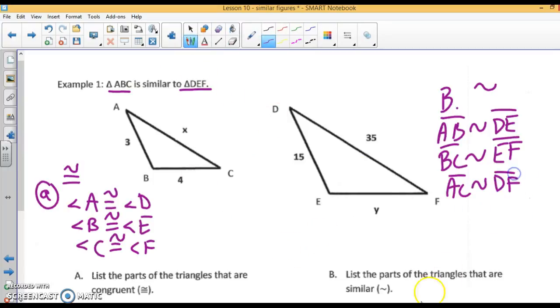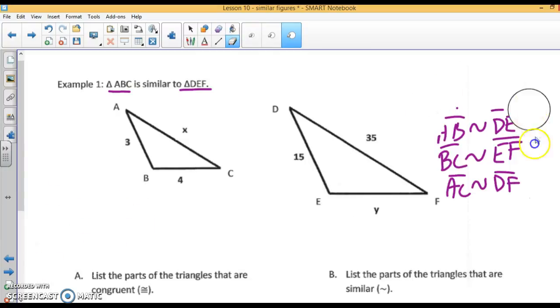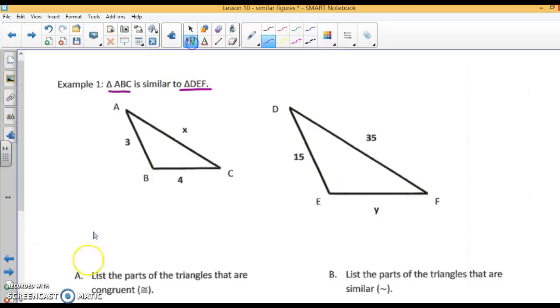Now, you could get all of these things from the diagrams, or you could get them up here. Look, angle A and angle D are congruent. B and E are congruent. C and F are congruent. I could do side AB and side DE, side BC and side EF, side AC and side DF. So you can get them either way. All right, now, down at the bottom of this page, part C says, set up a proportion. Use proportions to find the values of X and Y.